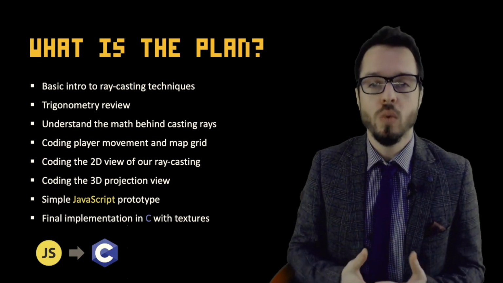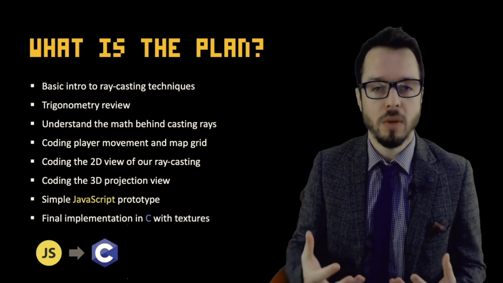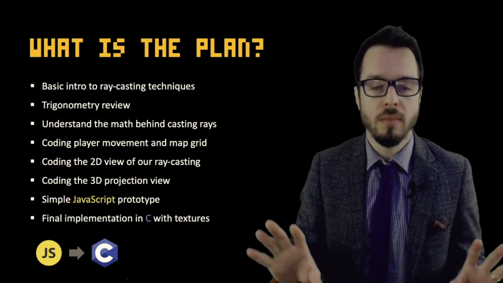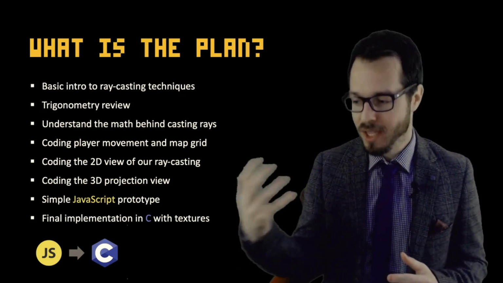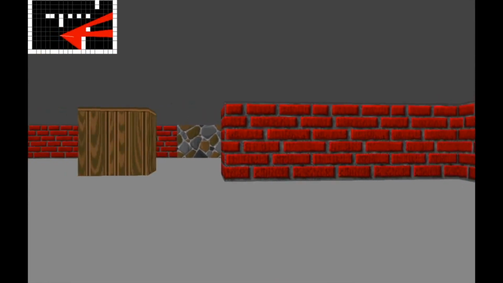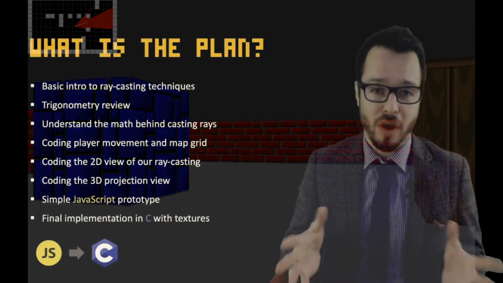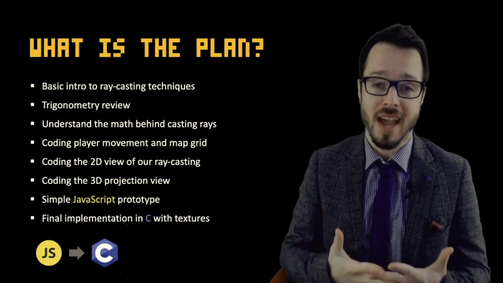In the next lectures, we are going to start talking about the actual theory. We're going to look a little bit at the history and dissect this whole algorithm of how we're going to cast these rays and get our 3D pseudo projection, and see something amazing on the screen. So without further ado, let's dive in and start coding our raycasting engine.